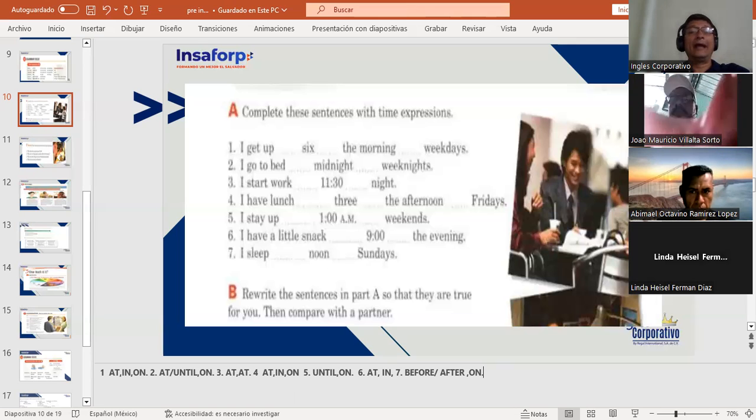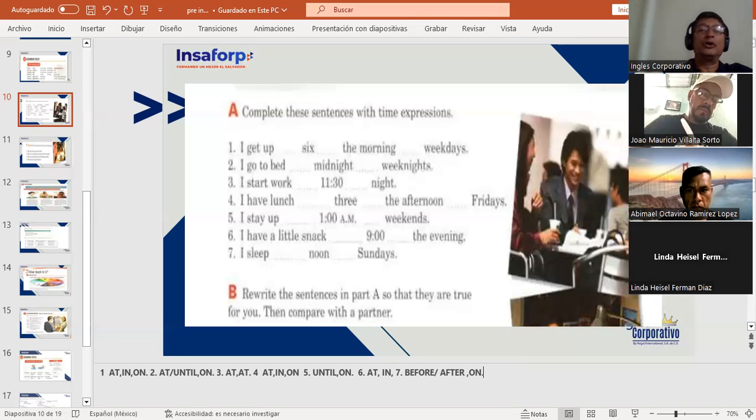And the next activity, you are going to write three sentences about yourself. Choose three sentences from here and make them true for you. Like number one, I'm going to give an example about myself. I'm going to say, I get up at 6:30 in the morning on weekdays. But that's me. Now write three sentences about you, taking this as an example. Do it, please.